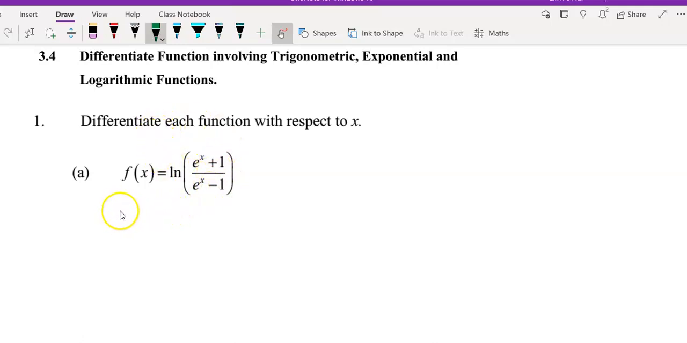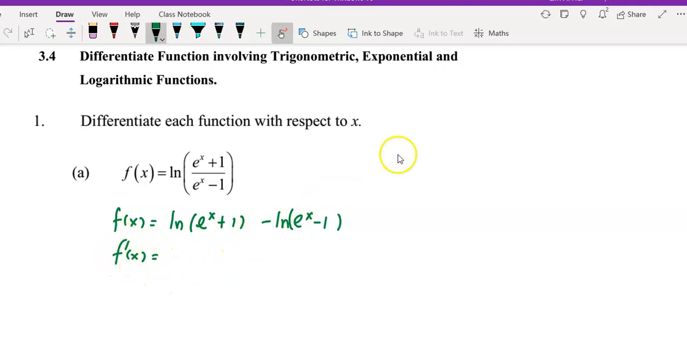If I have this question, first I will suggest that you apply the laws of log, make it into this form, and differentiate to get your f prime x. Just recall, if we have a function y equals log g(x), to get your dy/dx, the formula is differentiating g(x), that is g prime x, over g(x). So now I'm going to apply this formula to differentiate the log function.